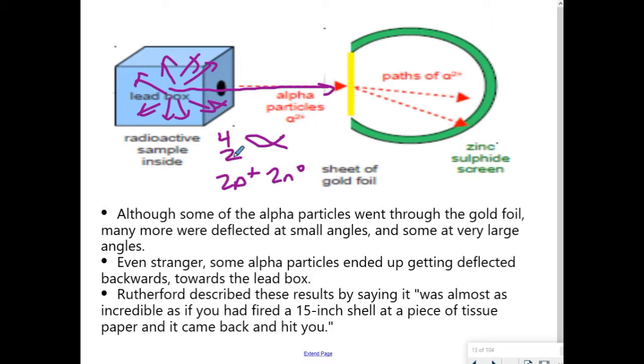Are you guys familiar with that, by the way? Maybe I should pause on that. You know this notation where the top number is the mass number and the bottom number is the atomic number? You learned that at some point before? Okay, quick mini lesson just in case you're not.